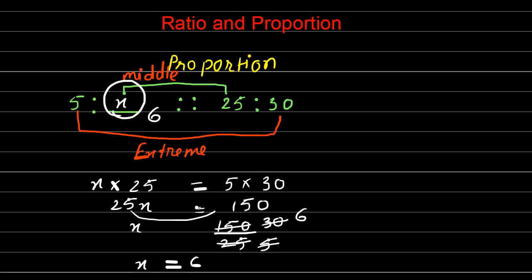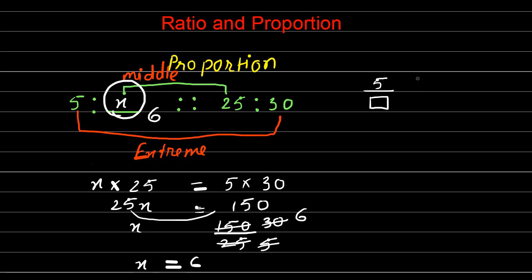Got it? This is one technique where the product of middle terms is equal to the product of extreme terms. Then there is one more method which is called cross multiplication. If I take the same example, we are doing the same technique actually. We are multiplying the middle terms, which is equal to the product of extreme terms.